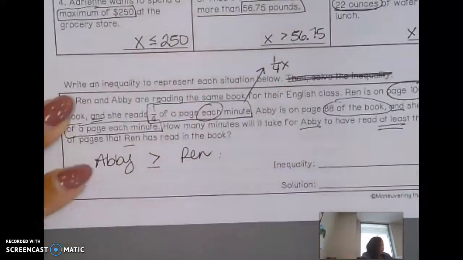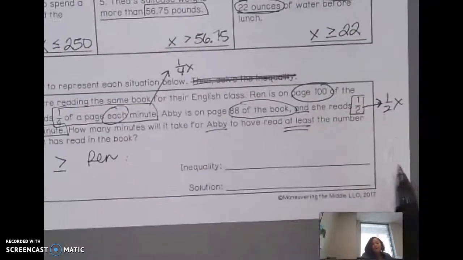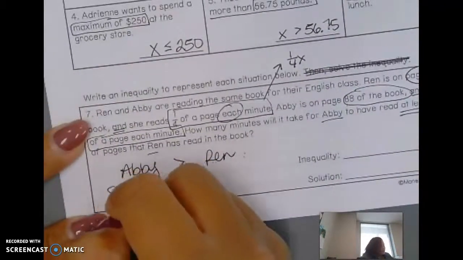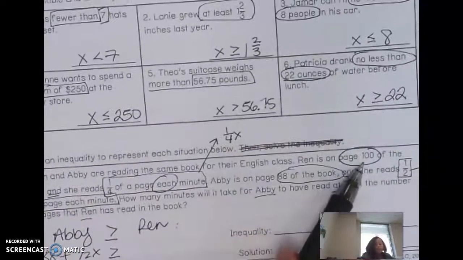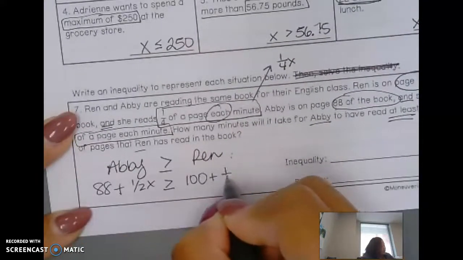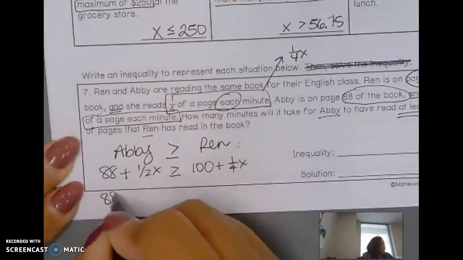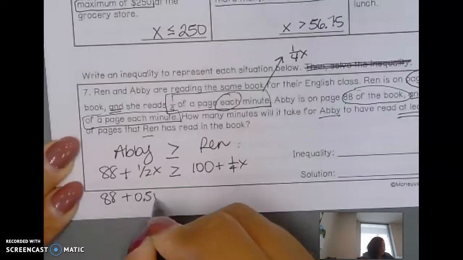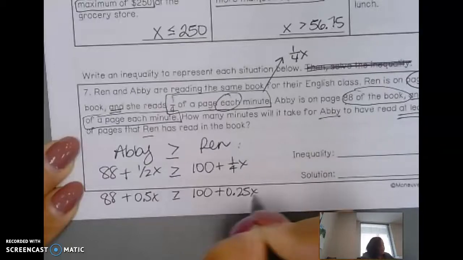So I'm going to put greater than or equal to, and then I'm going to look at Abby's rate. So Abby starts at 88 and she's reading 1/2 X. So Abby is 88 plus 1/2 X is greater than or equal to Ren, who is at page 100 and reading at a rate of 1/4 X. 100 plus 1/4 X. Now, can we put decimals in place of the fractions? Absolutely. I could say 88 plus 0.5 X is greater than or equal to 100 plus 0.25 X.